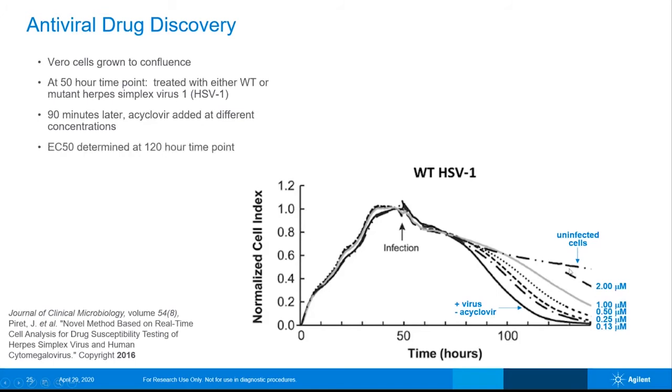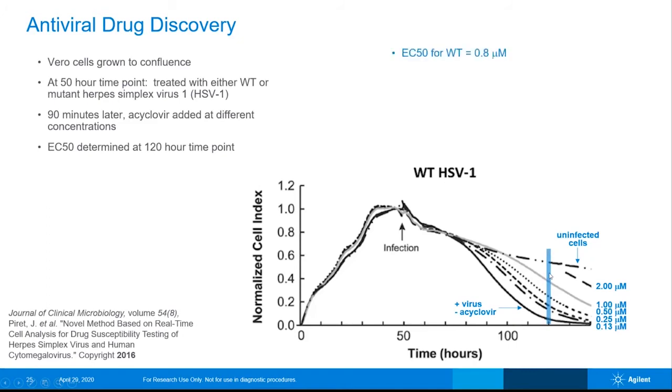So they went to then try and determine the EC50 for acyclovir. And this could be done at any time point that you think is appropriate. They chose the 120-hour time point, which I think is quite reasonable because you have a robust response here, where the different drug concentrations are spread out amongst that range.